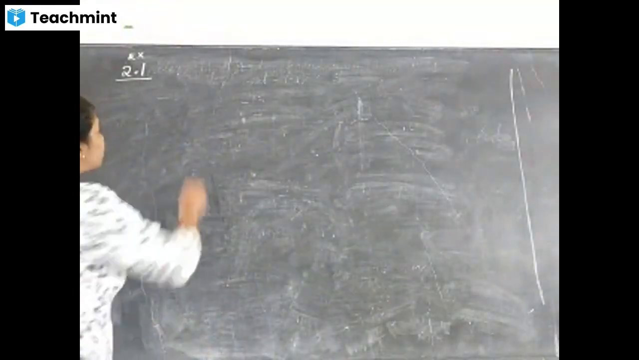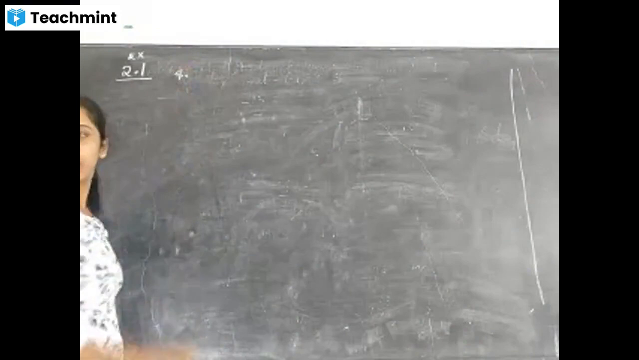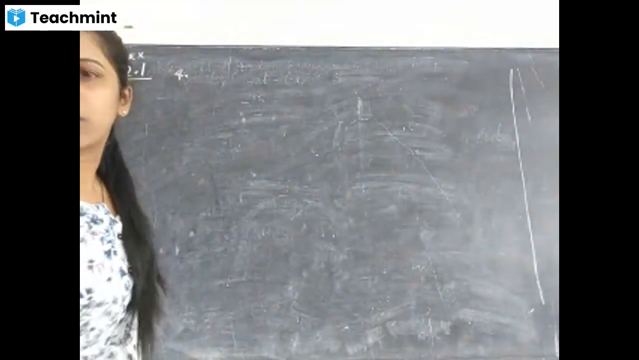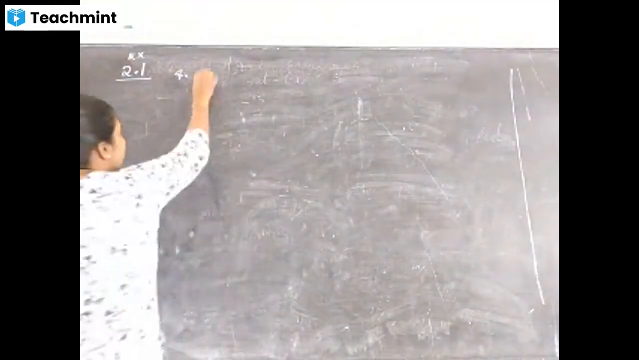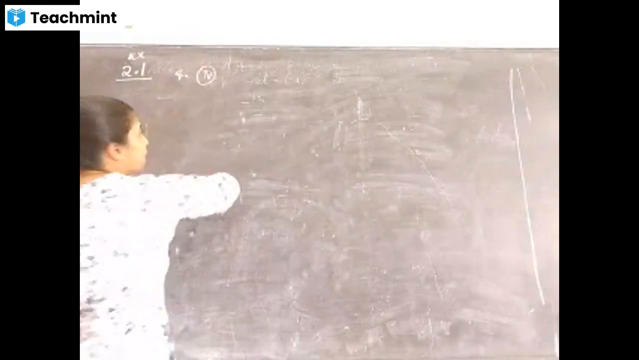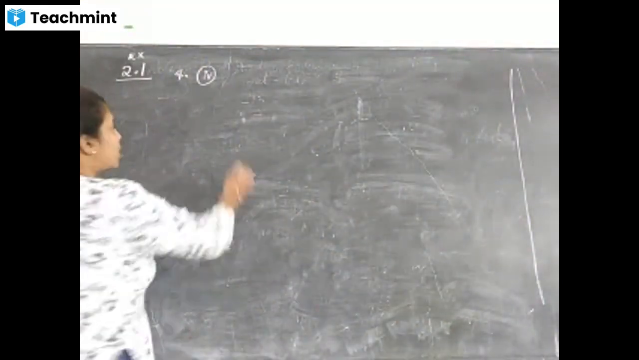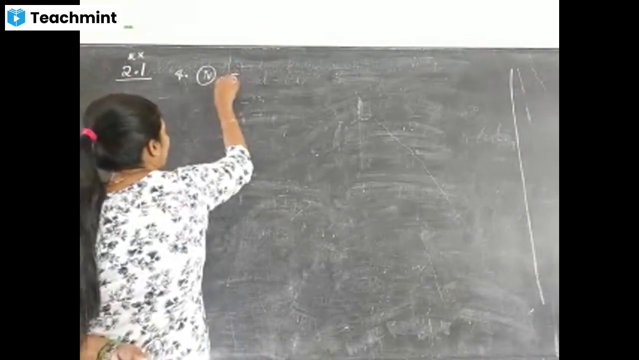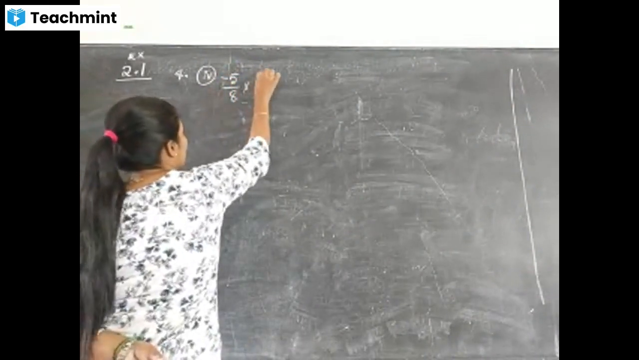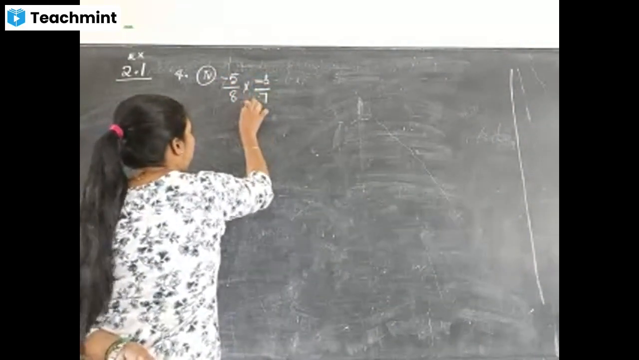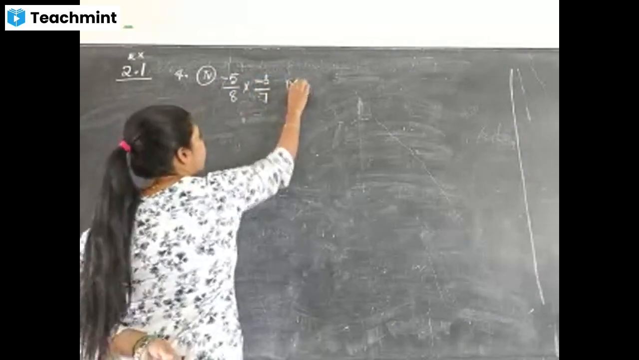Roman number 4. Fourth question and fifth one. Minus 5 by 8 into minus 3 by 7. Multiplicative inverse.